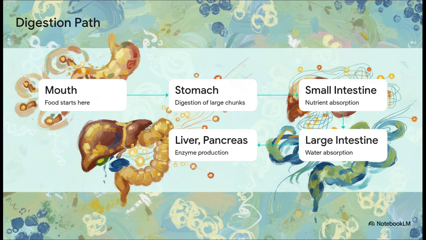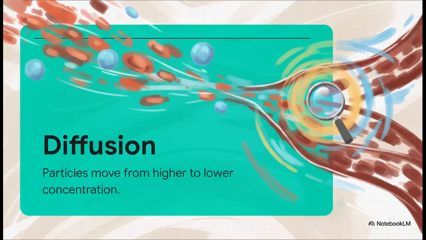The large intestine follows that up by absorbing the remaining water. And working incredibly hard behind the scenes, you have the liver and the pancreas producing the vital enzymes that make this entire chemical breakdown possible in the first place. But here's the thought. How do those nutrients, and let's say the oxygen from your lungs, actually make it into your blood? Well, the absolutely crucial point here is diffusion.